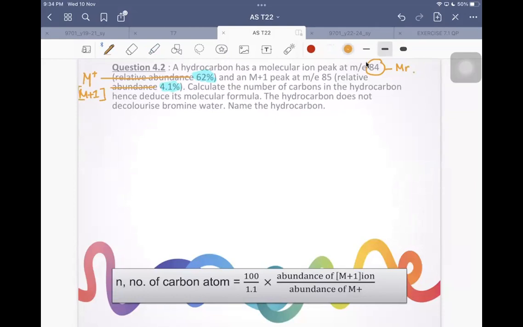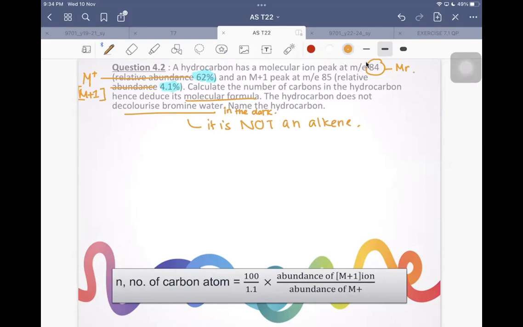Calculate the number of carbons in the hydrocarbon, hence deduce its molecular formula. The hydrocarbon does not decolorize bromine water, so that means it is not an alkene. Actually, it should be rephrased as the hydrocarbon does not decolorize bromine water in the dark. So that means it's an alkane, okay, not an alkene. Because if it was an alkene, it would react with bromine water and decolorize it. So that's a hint that tells us whatever molecule we have identified this hydrocarbon is, it cannot have a double bond.